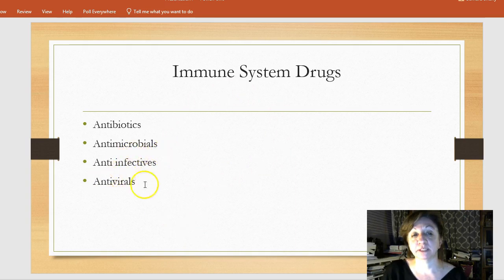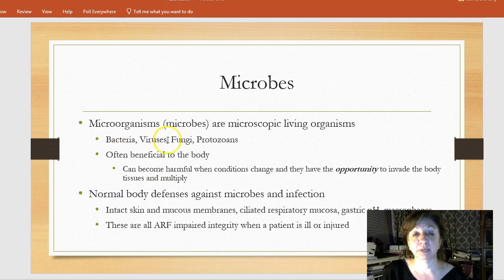Antibiotics, antimicrobials, anti-infectives, antivirals. We've talked about some of these already, but here is your little blurb on microbes. There are a lot of different microorganisms, and bacteria is just one, but we have viruses, fungi, and protozoans. We do find that there's a lot of organisms that are effective in our bodies that we should try not to eliminate all of the microbials from our bodies, because they are normally useful, and they are a way to protect us.